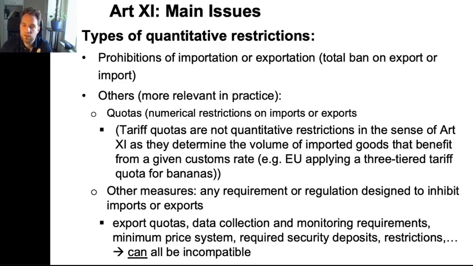And then there are also other measures, i.e., as we said, any requirement or regulation that is designed to inhibit imports or exports, so export quotas, data collection, monitoring requirements, a minimum price system, required security deposits, restrictions on ports of entry. They can all be compatible, but they can also be incompatible with GATT Article 11. What I can say at this point is you have to assess it on a case-by-case basis.